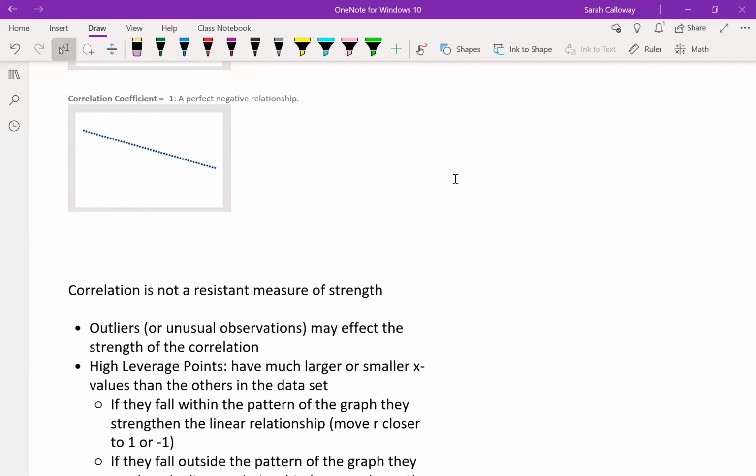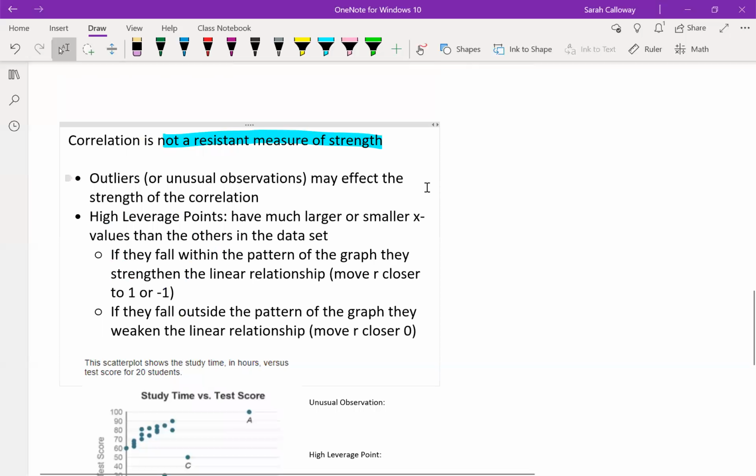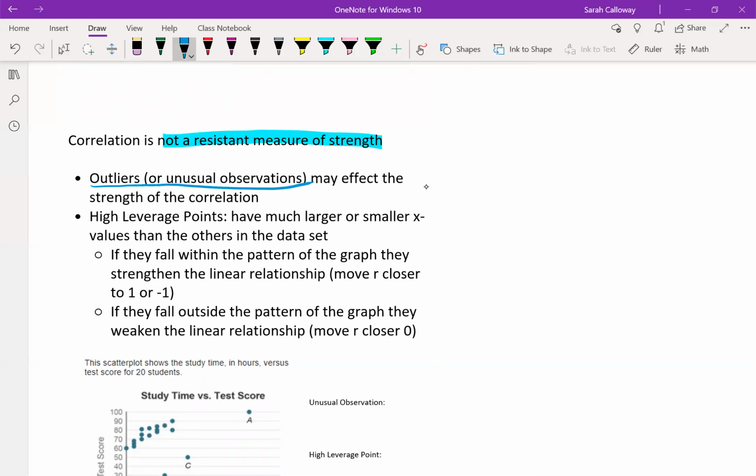One thing to note is that correlation is not a resistant measure of strength. That means that outliers affect the correlation. Outliers are unusual observations that can affect the strength of the correlation, values that don't fit the pattern. In scatter plots, we also talk about something called high leverage points. Those have a much larger or smaller X value than the others in the data set. If they fall within the pattern, they're going to strengthen the linear relationship. If they fall outside the pattern, they're going to weaken it.